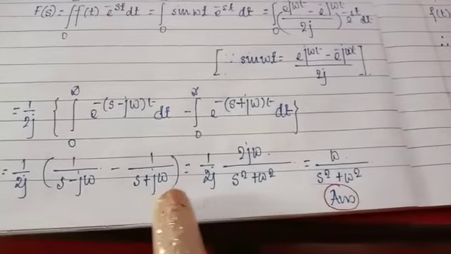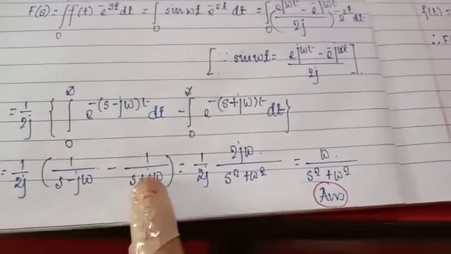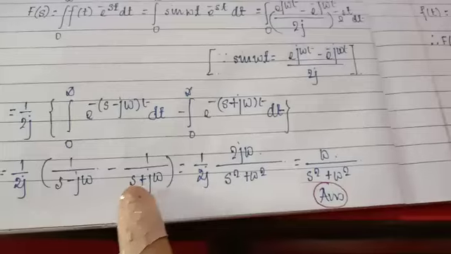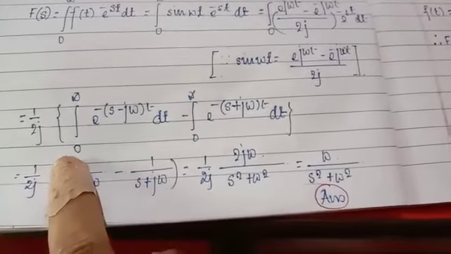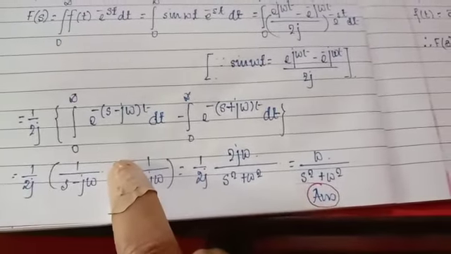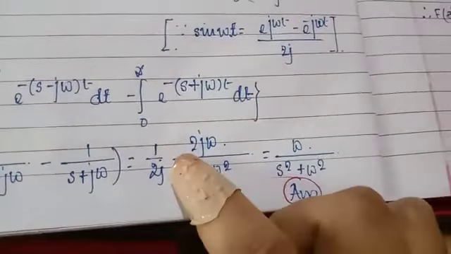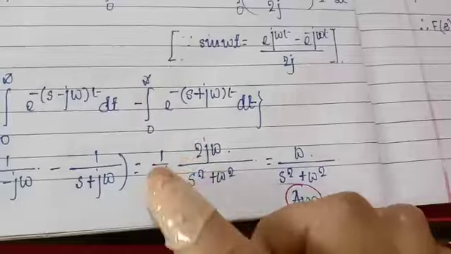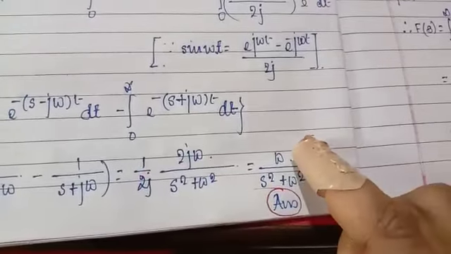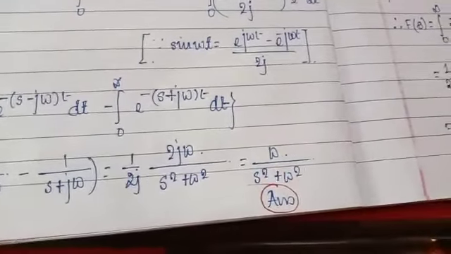On simplification it again becomes s square plus omega square in the denominator, but the numerator is s plus j omega minus s minus j omega. So finally the numerator will have 2j omega. So 2j and 2j will cancel, and it will give omega by s square plus omega square.